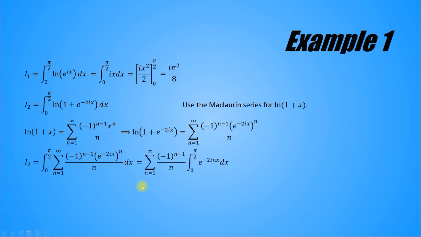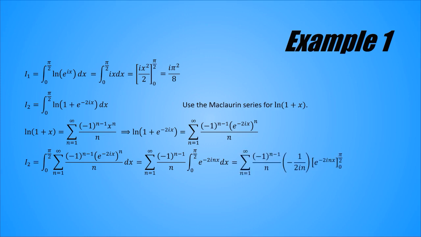So here I've done a few things. I've switched the order of summation and integration for one thing. And I brought outside the integral anything that doesn't depend on x. So negative 1 to the n minus 1 over n, that has nothing to do with my integral. And another thing that I've done is I've multiplied these exponents together to get an integrand of e to the negative 2inx. And this integral is easy.